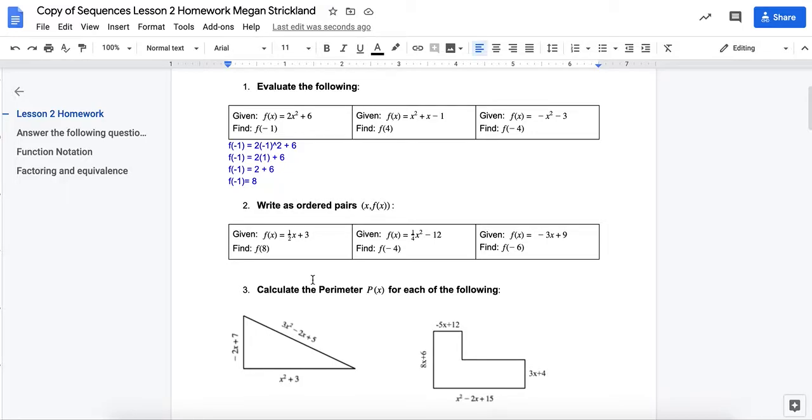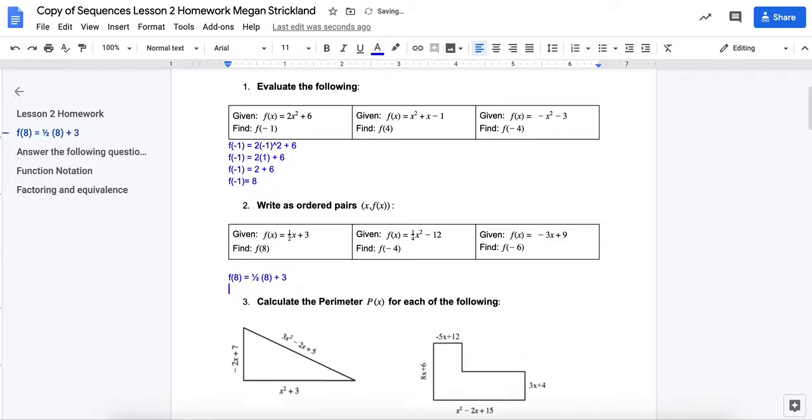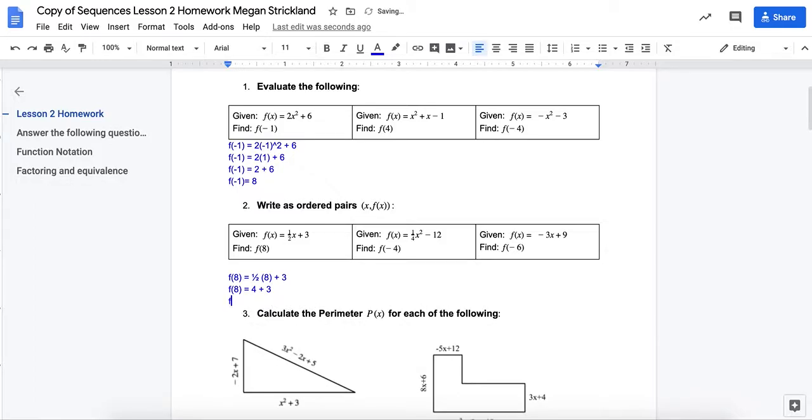Okay? All right, now this one is very, very similar to number 1, except it just wants you to write it as an ordered pair point. So the only difference here is that you have a different end answer. So you're still evaluating for f of 8, you're still plugging it in for the x, and you're still multiplying this out. So 1/2 times 8 is the same as 0.5 times 8, or 8 divided by 2. So that would give you 4. And then 4 plus 3 gives me 7.